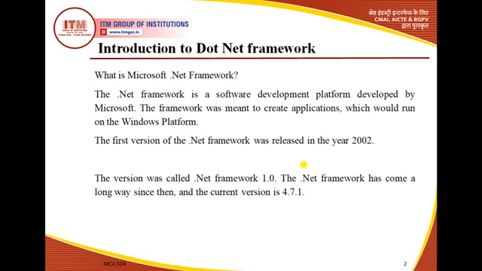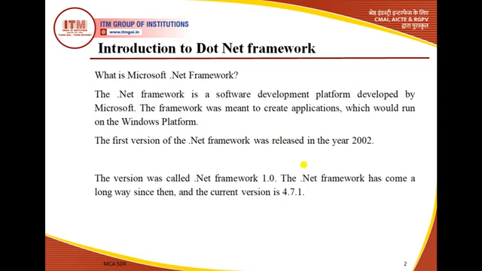The first version of the .NET framework was released in the year 2002. So the very first version of the .NET framework was released in the year 2002, and it's a software development platform which is developed by Microsoft. The version was called .NET Framework 1.0. So basically, the framework which was released in 2002 was a version, and its name was .NET Framework 1.0.